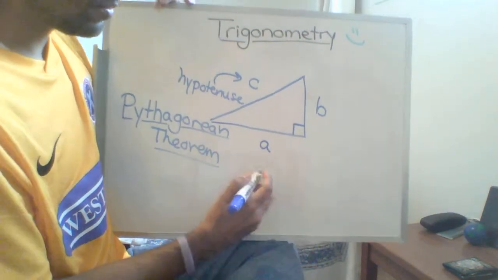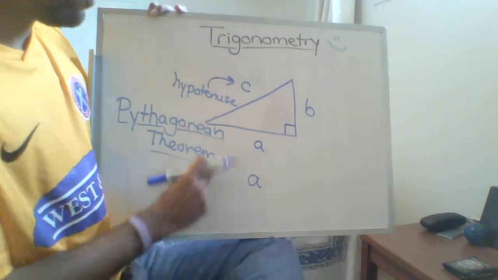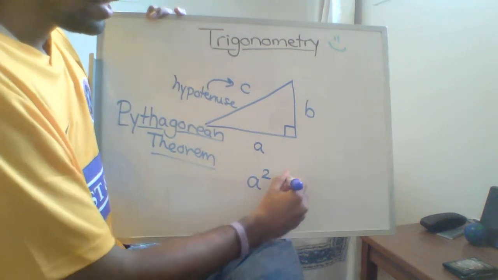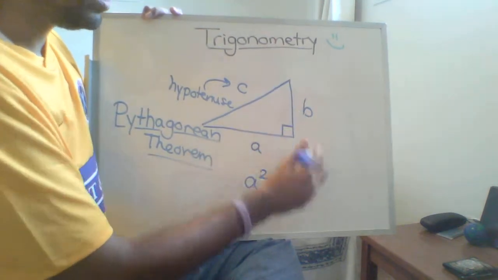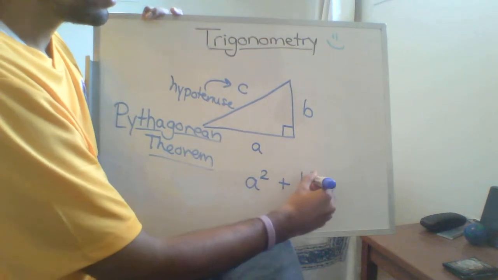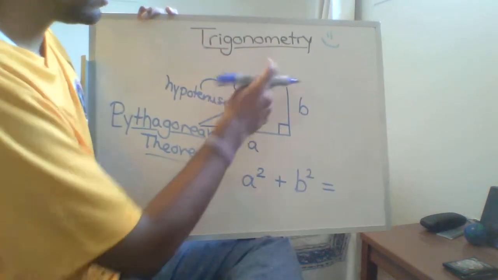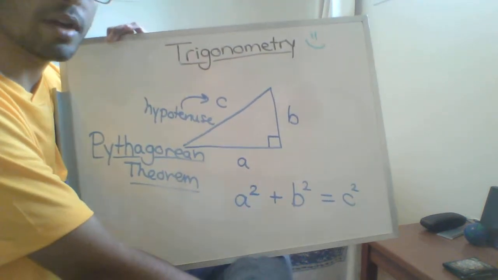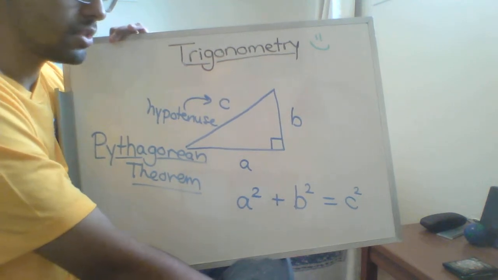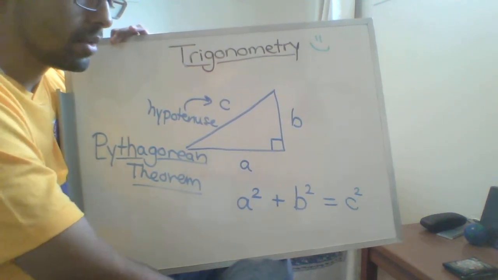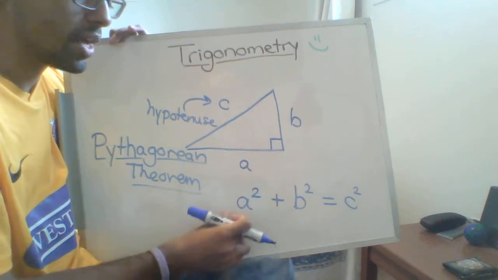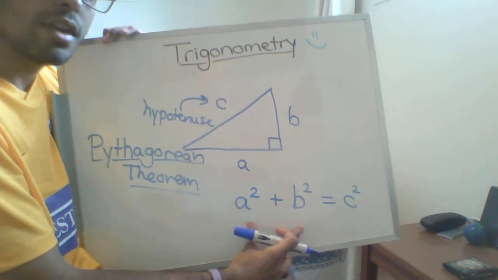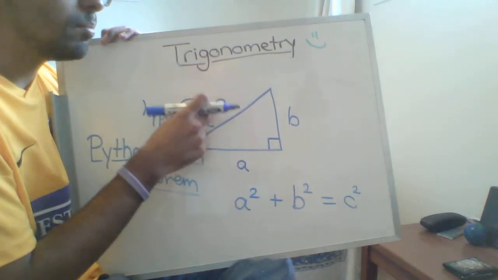And basically, the theorem states that if you take the length of A, this side right here, and you square it, so you multiply it by itself, and then you add to it the length of B squared, you get the length of C squared. Okay? A squared plus B squared equals C squared. This is the Pythagorean theorem. So basically you take the length of A and multiply it by itself, you take the length of B and multiply it by itself, add those two together, and what you have is C multiplied by itself, C squared.